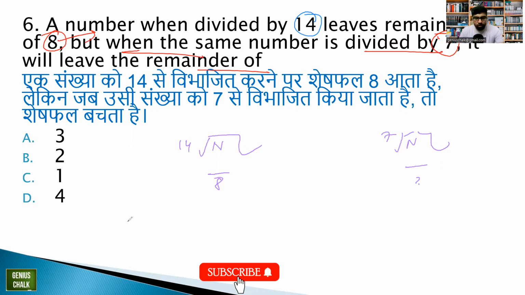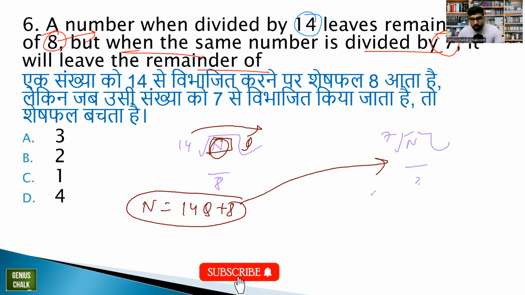So the concept is, if you want to find this number, let's say the quotient is q, and you know the rule that dividend is equal to divisor into quotient plus remainder. This is my number. Now if the same number, 14q plus 8, I'm dividing by 7, you can see that this 14 is already cancelled by 7 two times. So whatever value I give to q, this part will always be divisible by 7. So what is my answer? 8 by 7. What is the remainder? It is 1. So answer is 1.